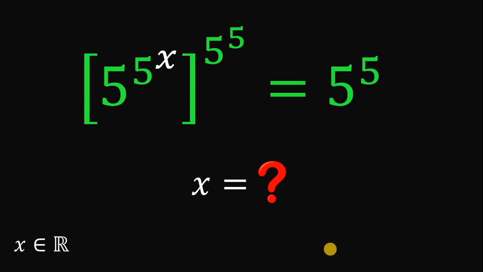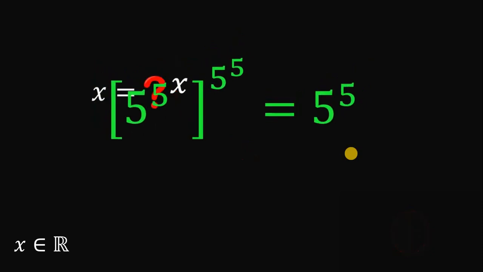And here's our question. Solve for the value of x given that 5 raised to 5 raised to x, raised to 5 raised to 5, equals 5 raised to 5. You can pause this video if you want to give this problem a try. Now let's answer this question together.